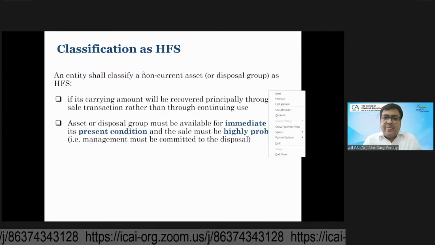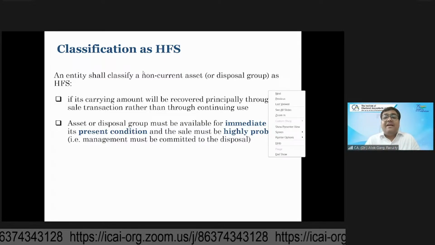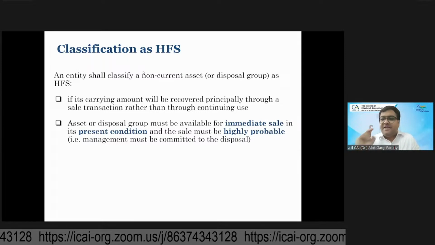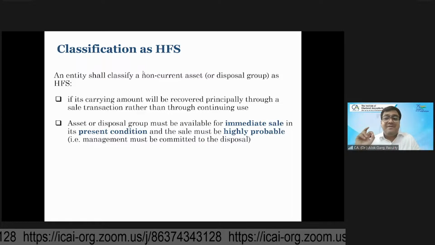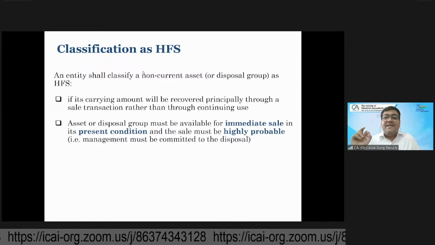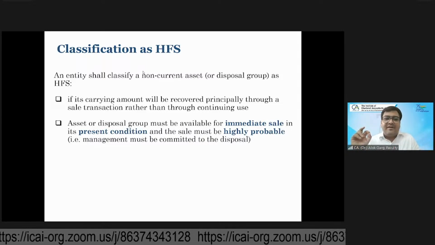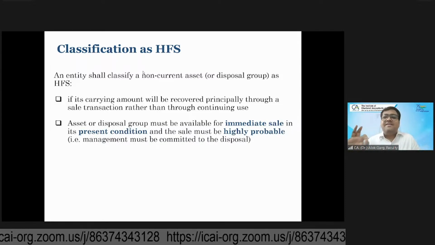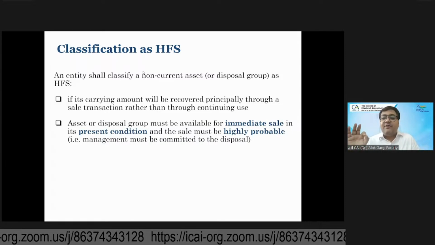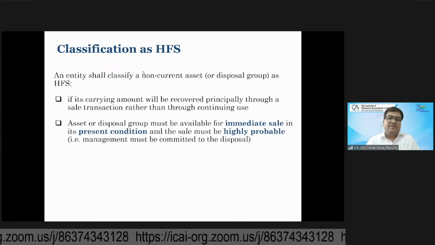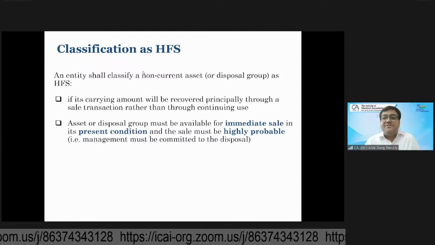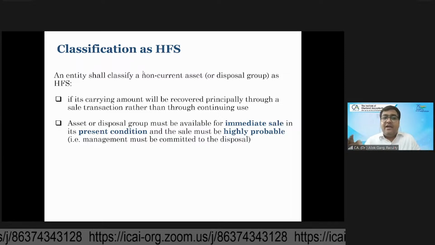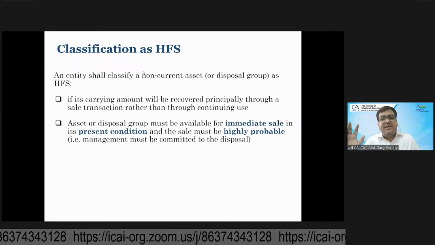Now, friends, what is the held for sale criteria? Friends, there are two criteria for held for sale: ISPC plus HP. What is meant by ISPC plus HP? ISPC means immediate sale in present condition, available for immediate sale in present condition. And what is meant by HP? HP means highly probable. First, I'll discuss ISPC, held for immediate sale in present condition.